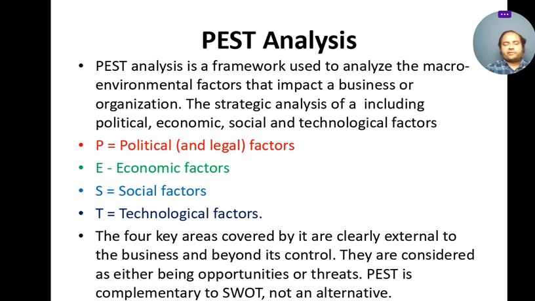So basically, we discuss them one by one. In political, legal factors include the taxation system. Economic factors include inflation, unemployment, economic growth, and balance of payments. Social factors include social norms, culture, values, and the specific area adopted, and technological factors include the latest technology that can create a hurdle for the company. And these four factors are not in the control of the company.